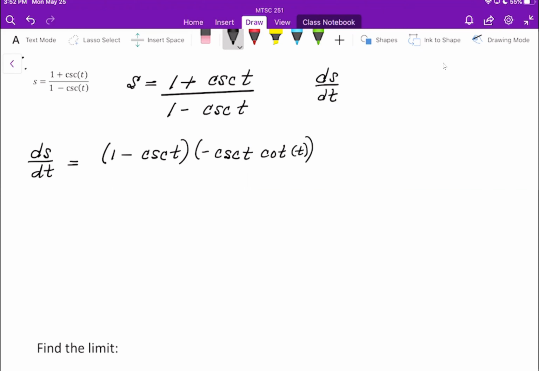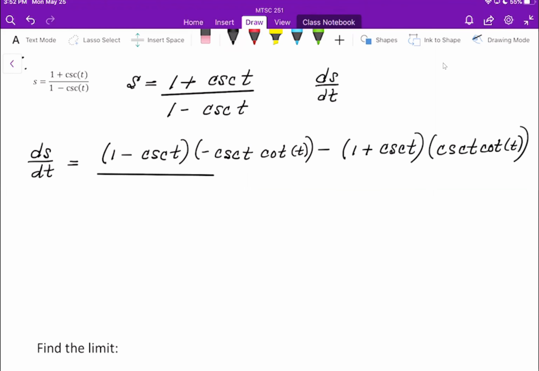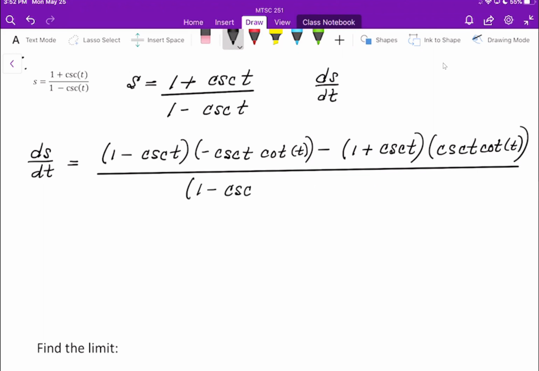And then we're going to get minus the top, which is 1 plus the cosecant of t times the derivative of the bottom. And it's already negative, so it's going to give us a positive cosecant t cotangent t. And that whole thing is going to be over 1 minus cosecant t quantity squared.